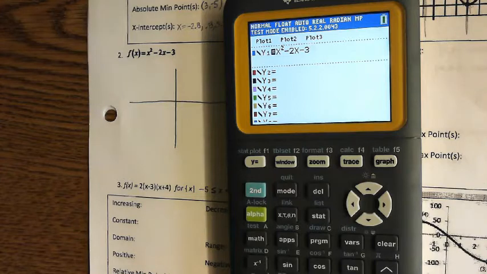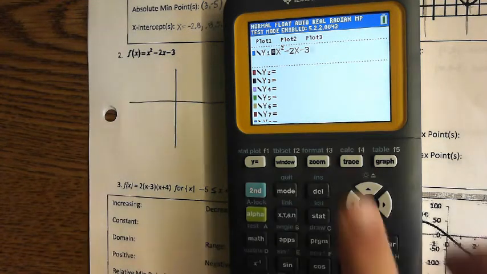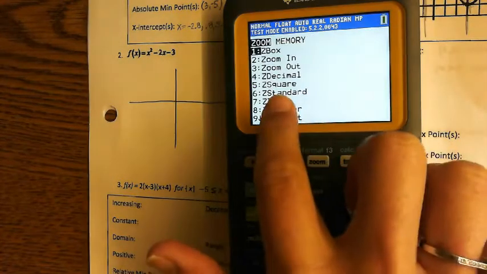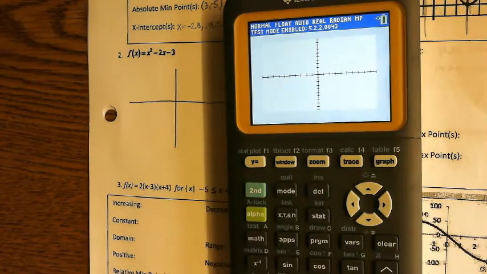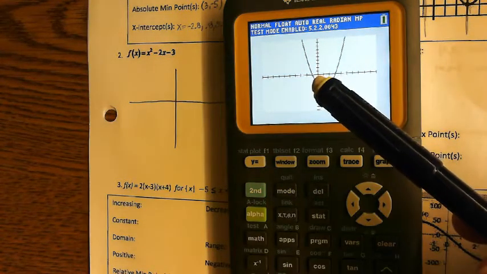work? -3. Very good, Chris. It's just your C value. So if that was -300, we would have to change our window for sure. But -10 to 10 should cover it. So I'm going to hit Zoom 6 just to make sure we'd all be seeing a similar thing. Now, we know we're going to be asked for when is this increasing, when is this decreasing, when is this positive, when is this negative. So some of the key points are always going to be your x-intercepts.